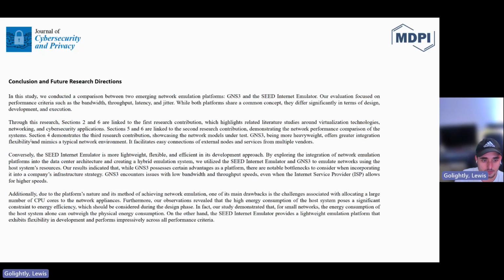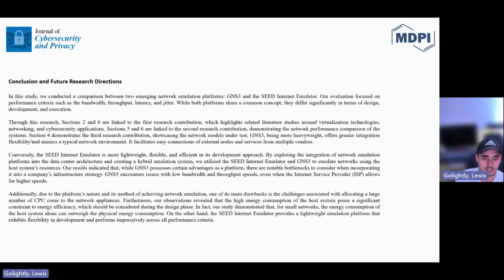In the study, by conducting a comparison between the 2 emerging network platforms, GNS3 and SEED Internet Emulator, our evaluation focused on performance criteria such as bandwidth, throughput, latency, jitter, and energy efficiency. And while both platforms share a common concept, they differ significantly in terms of design, development, and execution.